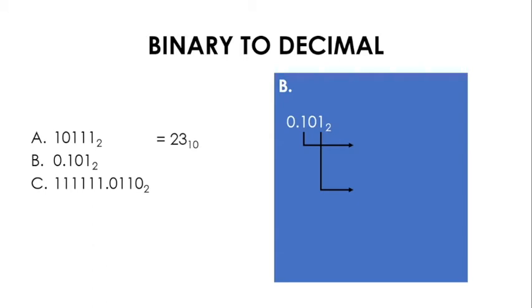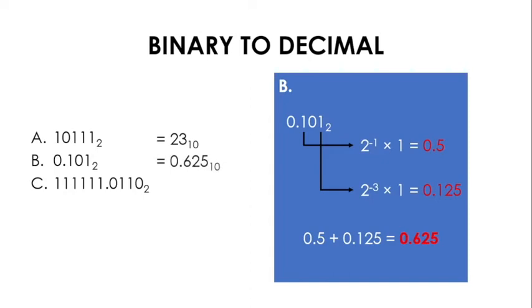So in this example, 0.101, the leftmost bit closest to the decimal point will be 2 raised to -1 multiplied by 1. That will be equal to 0.5. And since the next bit is 0, we will be skipping it. We'll proceed to the next bit. The next bit is on the third position, so it will be 2 raised to -3 multiplied by 1. That will be 0.125. We will be adding the products and the result will be 0.625. So the decimal equivalent of binary 0.101 is 0.625.